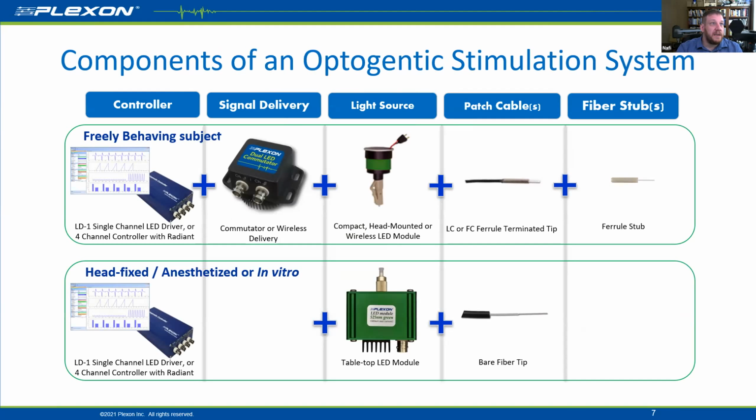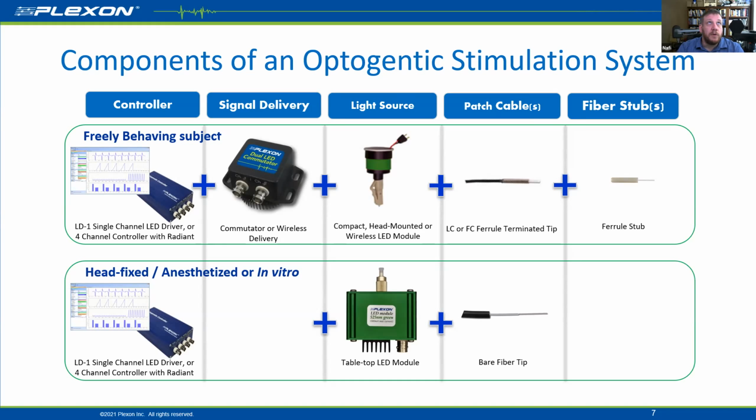For the most basic system, you just need a waveform generator and an LED or laser driver, the light source itself. For most recordings where you're just going to record from a fixed subject, where they're not moving, you can just get a fiber with a bare fiber tip and insert that directly into the brain.